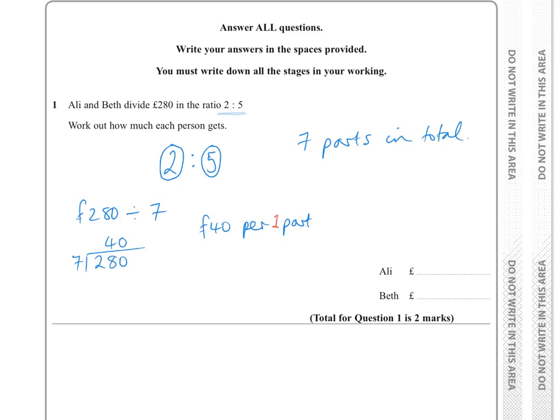And so we know now that if Ali had 2 parts for Beth's 5 parts here, then we can simply say that Ali had £80 because it's just twice 40, and Beth would have 5 lots of 40, which is the remaining 200. And the other nice way of doing these questions is, once you've got Ali's share, if you're in a rush, you might lose a method mark, but you can just state that Beth would have 200 because 280 makes 280. Okay, so that's a nice start to the paper.